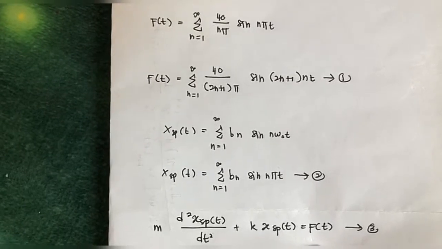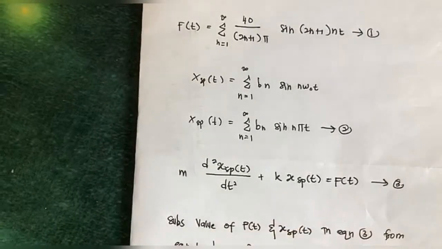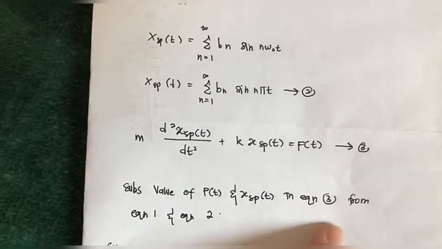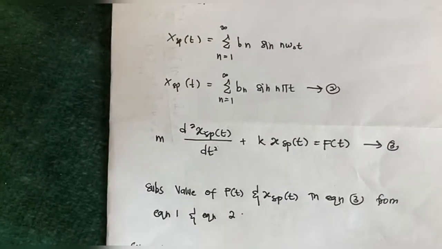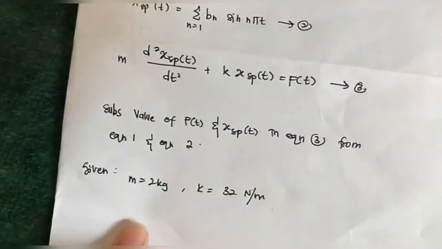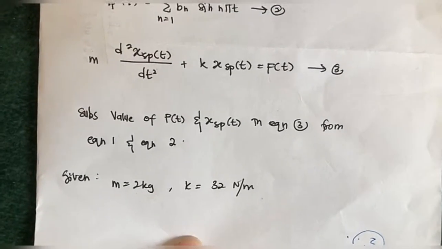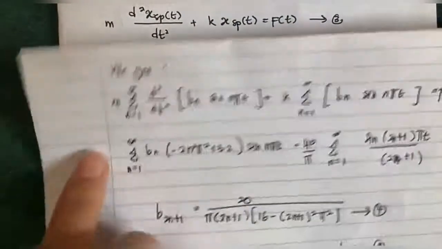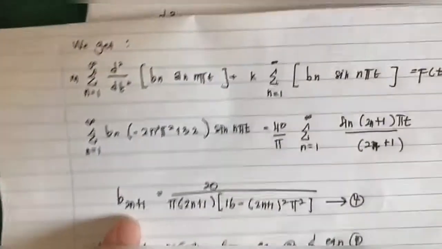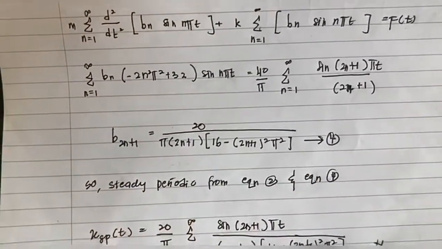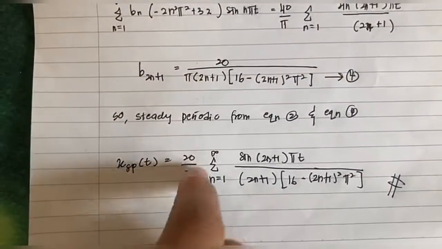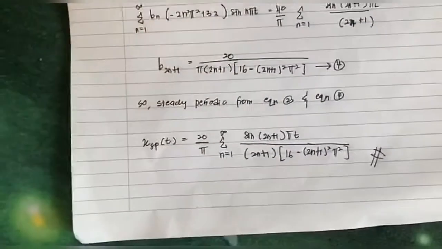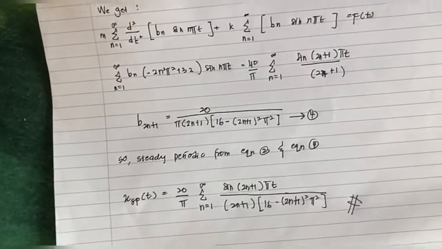Equation 3 is the general differential equation for the spring mass system. Then we need to substitute the value of f(t) and the steady periodic solution in equation 3 from equation 1 and equation 2. This is the given information: m equals 2 kg and k equals 32. After we substitute, we get this, which will be equation 4. So the steady periodic solution from equation 2 and equation 4, this is the answer. Thank you, that's all for question 1.